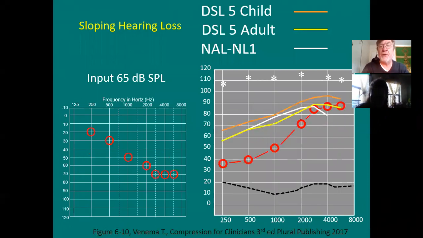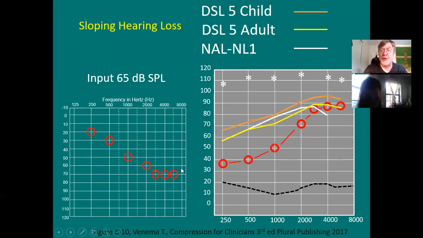If you look at a sloping loss now, again, the comparison between DSL5 and NL1, look at the yellow and the white lines mainly. Ignore the orange, that's for children. And once again, NL1 is asking for more in the mids and less in the highs. And look where its target ends. Ends at 4,000 again.